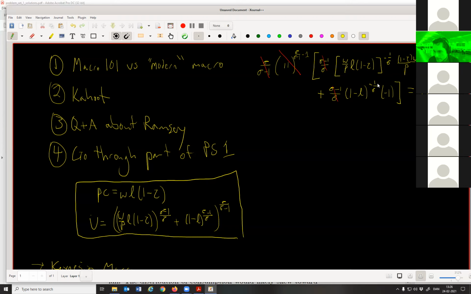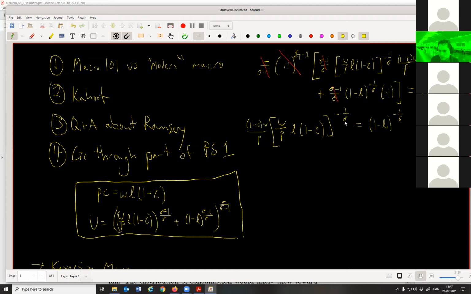Let's put this part on the right-hand side and keep this on the left-hand side. So we're going to get W divided by P, L, one minus tau, to the power negative one over sigma, is equal to one minus L to the power negative one over sigma. That's it. Oh, I missed this term here. This is still here: one minus tau, W divided by P.